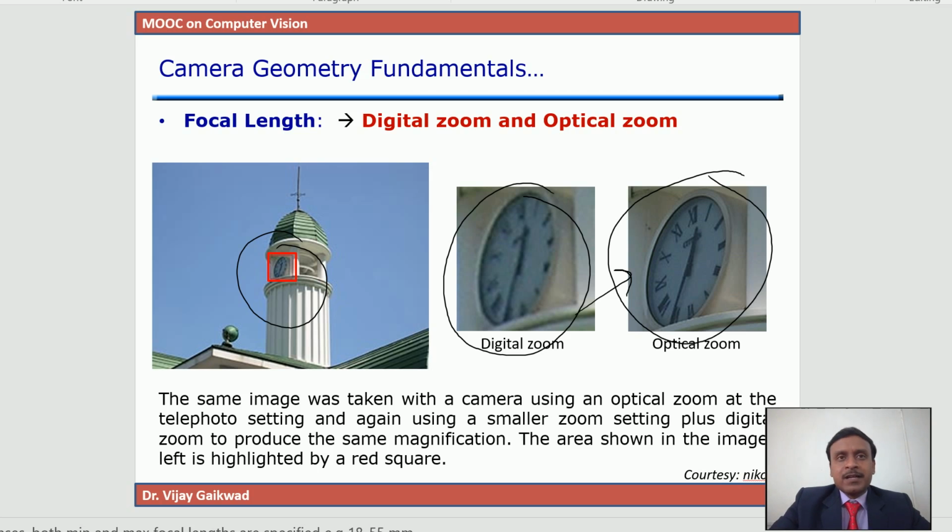The reason is that digital zoom is used whenever it is not possible to go closer to the object, and the focal length remains the same. But in optical zoom, the distance between lens and the image sensor is changed physically, and therefore you get finer details by changing the actual arrangement of the lens and the image sensor. Therefore, optical zoom gives you the best quality as compared to digital zoom.